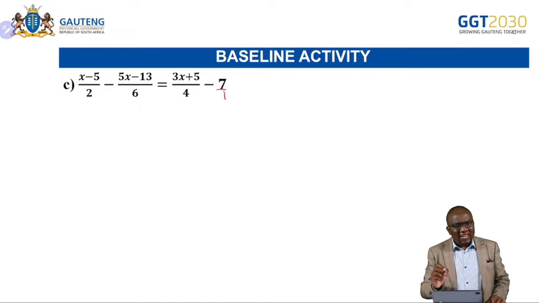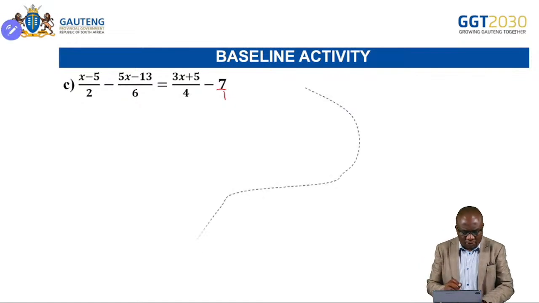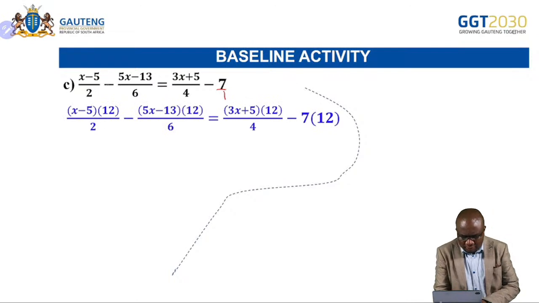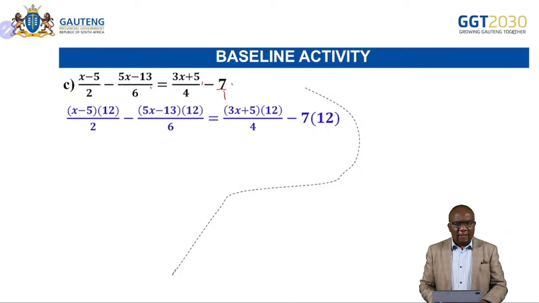Now, multiply every term by 12. Now, it's going to be like this. We multiply this one by 12, this one by 12, this one by 12, this one by 12. You see? Okay? Multiply everything by 12.